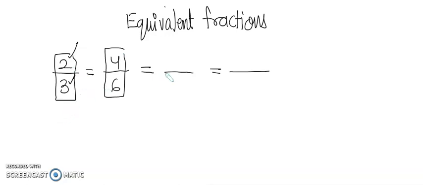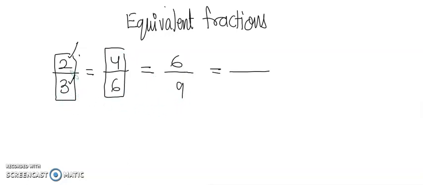In a similar way, if we have to find any other equivalent fraction, you can multiply by 3. So 2 times 3 gives you 6. I multiply the denominator by 3. So 3 times 3 is 9.